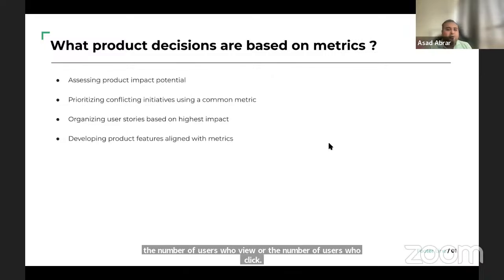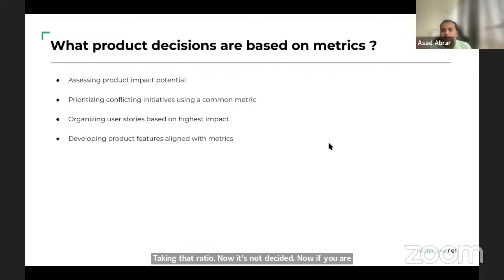Now it's not decided. If you are asking how somebody estimates that by launching this algorithm, I would increase click-through rate from X% to Y%, then that can be done via estimation. For example, you will figure out if you made the ad more personalized, how much is going to be your improvement in click-through rate. You will look at certain benchmarks or other experiments that have been done and say, okay, a personalized ad can lead to an improvement in CTR by X%.